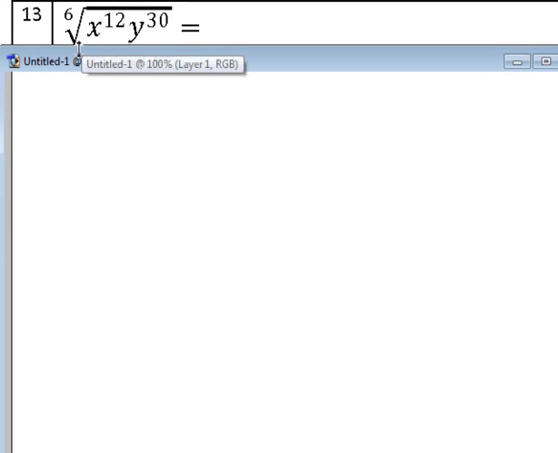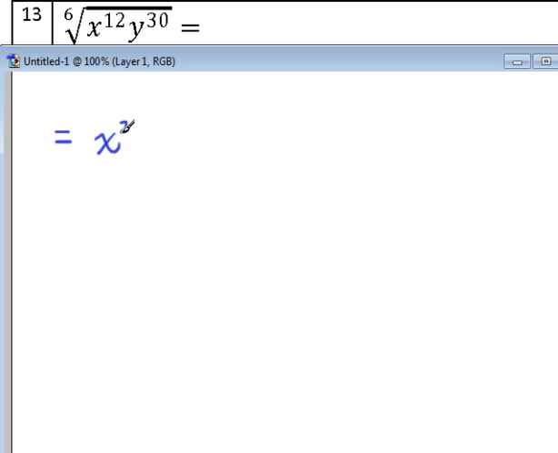In number 13, we're taking the 6th root of x to the 12 times y to the 30th. Now, this is a perfect 6th power because 12 can be divided by 6 and 30 can be divided by 6. So we can take that 6th root, and that's equal to x squared. Okay, we divided 12 by 6 to get that, and y to the 5th. So 5 we got from 30 divided by 6.